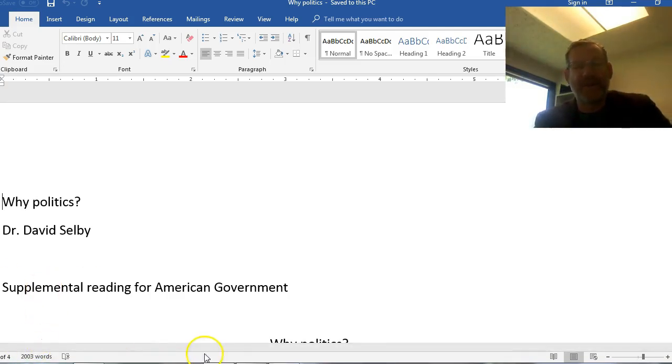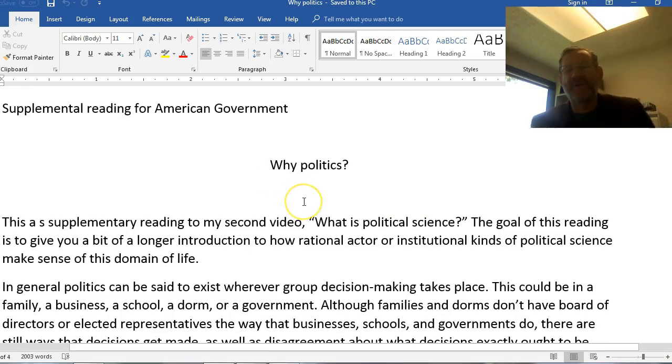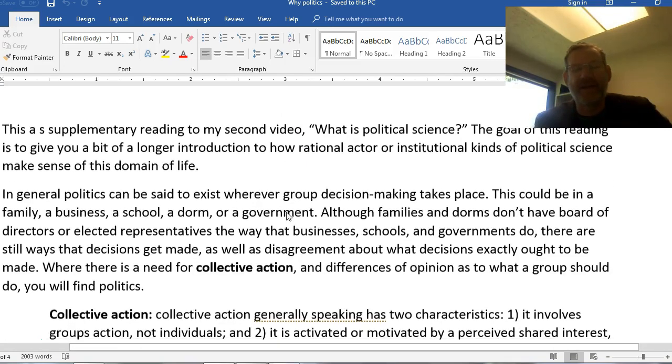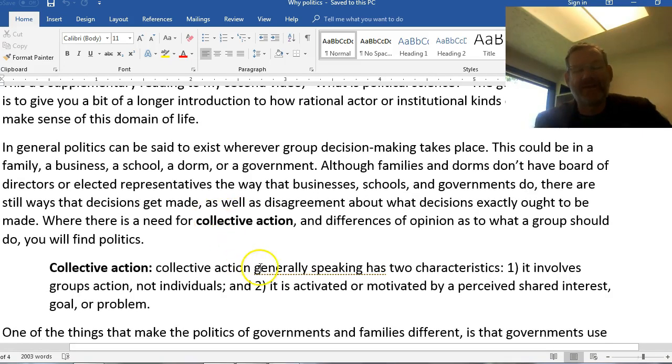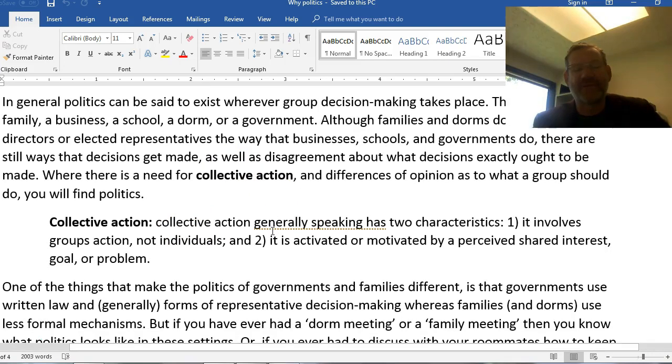So this is the document I put together for us on what is political science and then specifically on how collective action problems work and how we can apply them in real life. Okay. Remember, collective action is action that generally speaking has two characteristics. It involves groups, not individuals. So it's things that affect us as a group. And two, it's activated or motivated by a shared interest, goal, or problem. Okay.